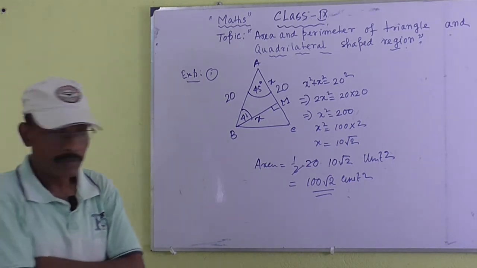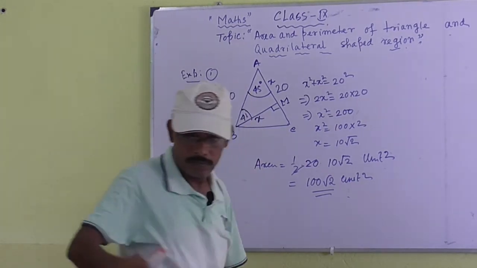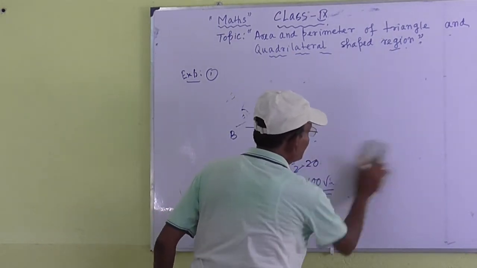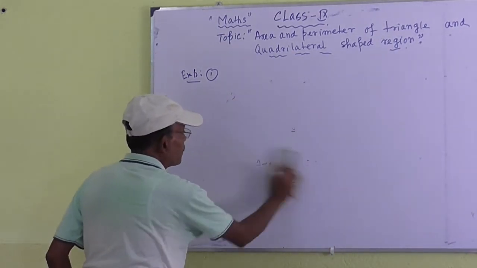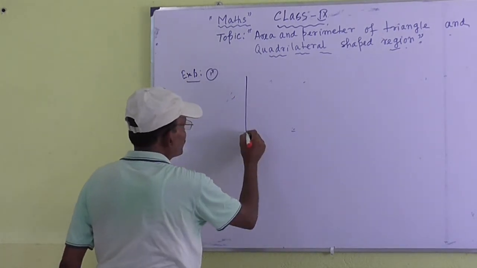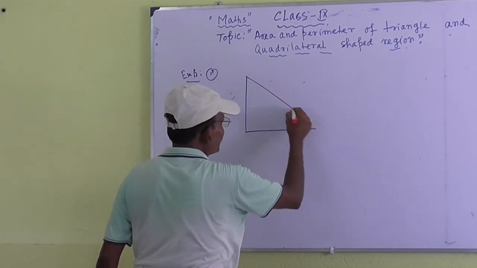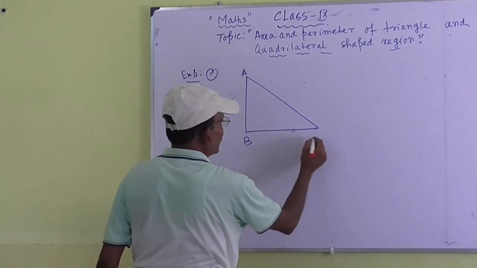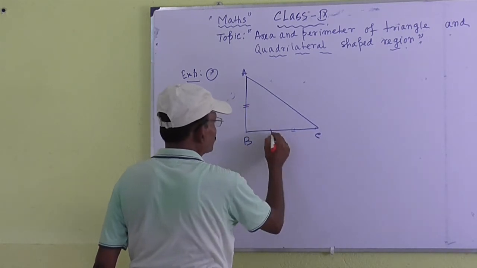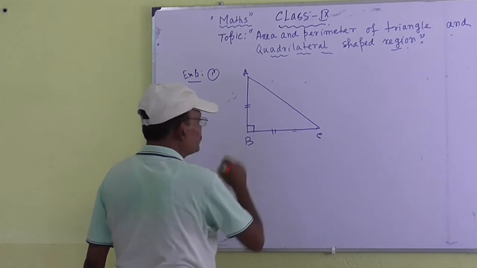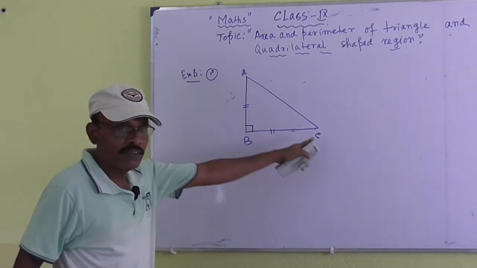Okay. Example number 2. This is an isosceles right angle triangle. A, B and C. Here the two sides are equal and this is 90 degrees. AC is the hypotenuse.